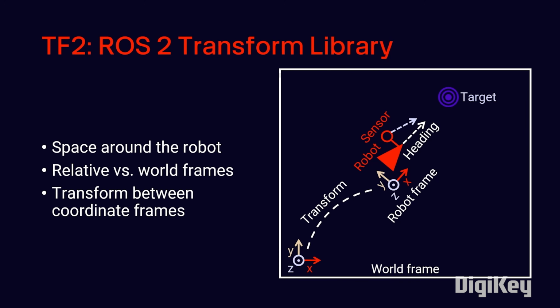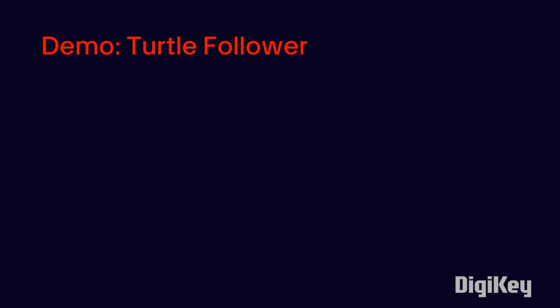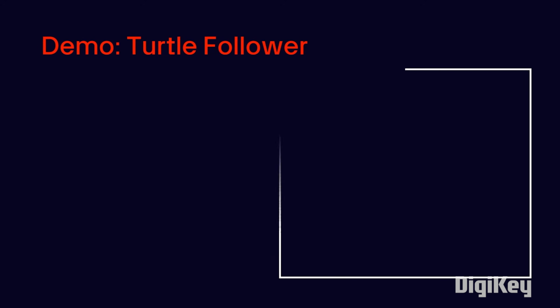This is a simple example, but you can probably imagine things become more complicated when you start introducing multiple moving components, like a manipulator arm with many actuators. The TF2 library helps us translate between these different frames to do things like plot paths for our robot and its various parts. We're going to use turtlesim to have one turtle follow another. In this case, we'll control turtle 1 and have turtle 2 automatically follow turtle 1.